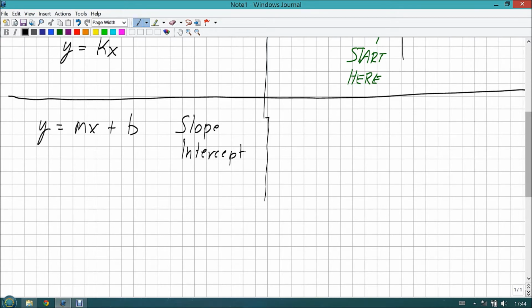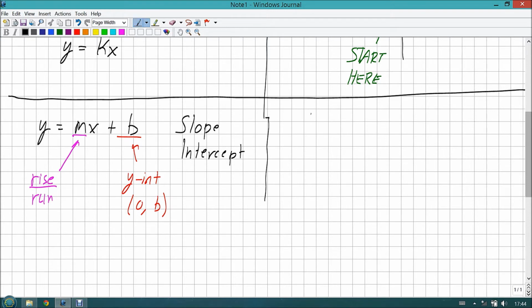And of course, we want to dissect it. We want to find out what every piece means. So the m portion is my slope in the form of rise over run. And the b represents our y-intercept, or where we intersect with the y-axis. So the y-intercept will always be in the format of (0, b) for slope-intercept form.